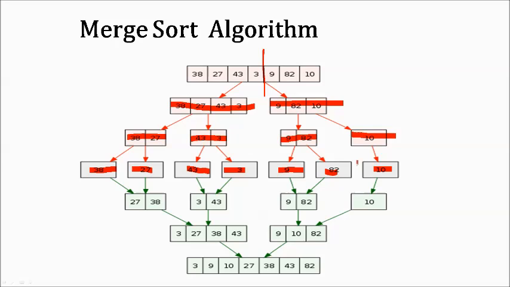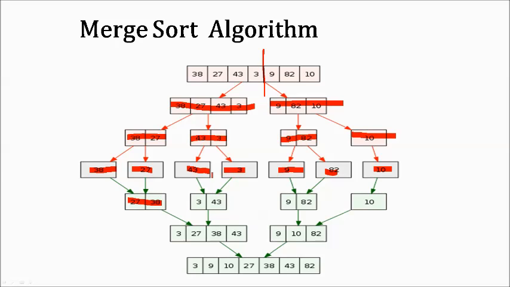Now, what we have to do is what? Merge. Merge the single element. So 38 and 27. 38 is greater than 27. So since this is greater than 27, they have to swap places. So swap places, we have reached 27, 38.